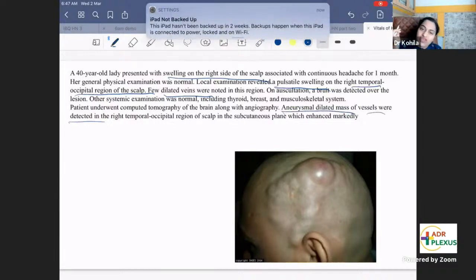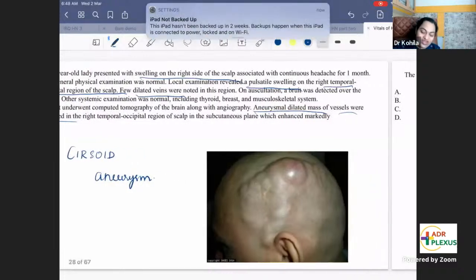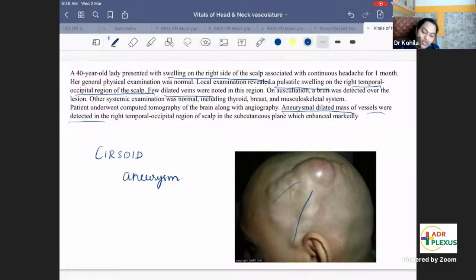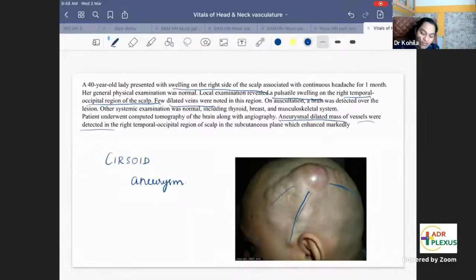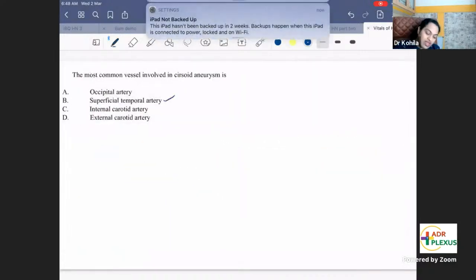Did you go through your previous year question papers? There was a term, right? Cirsoid aneurysm, very good. So this is about that. It is an arteriovenous malformation, and the main arteries involved are the superficial temporal and the occipital also contributing to it. Mainly the superficial temporal; the second choice will be the occipital artery.